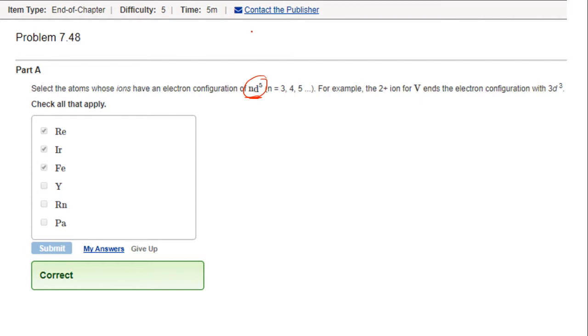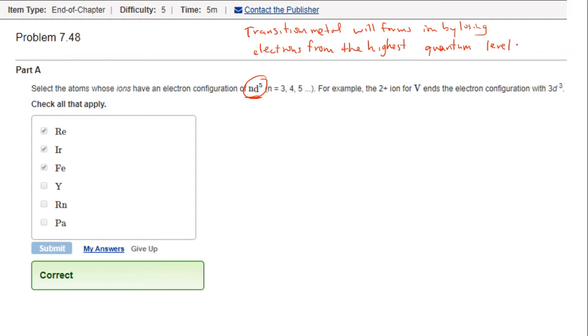And the other thing to remember is that transition metals will form ions by losing electrons from our highest quantum level first. And that's what we need to remember when we're figuring this out.